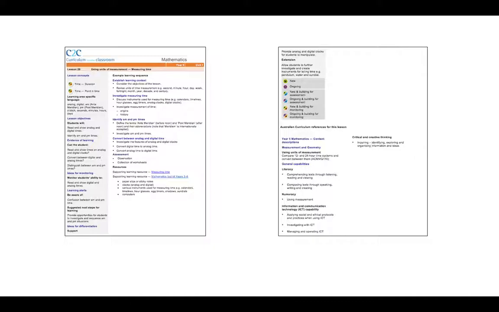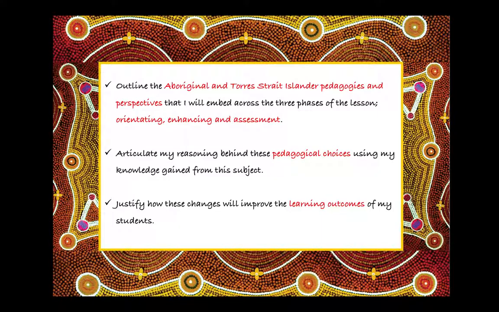I identified that there was a gap in Indigenous knowledges present in the lesson, so I made key changes to address this. Having now completed the learning content for this subject and receiving feedback from my lecturer, I believe I am now able to review my changes. I have three key aims in this presentation. Firstly, to outline pedagogies and perspectives that I will embed across the lesson. Secondly, I will articulate my reasoning for the choices. And finally, I'll justify how the changes will improve learning outcomes.